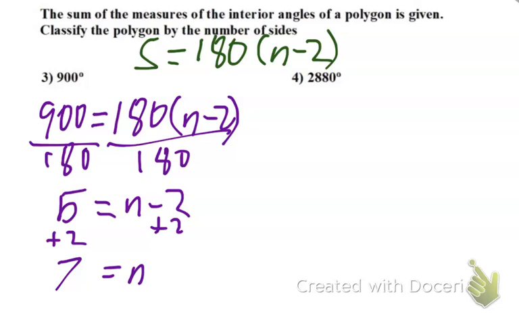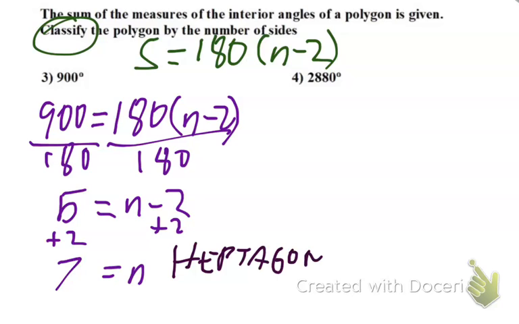Now, the question says to classify the polygon. When it says classify, that means what's its name. All right. So if n is 7, what do you call a 7-sided figure? Well, hopefully you remember that this is a heptagon. And that is the solution. Technically, you can call it a 7-gon. That's fine. Heptagon is better. All right, so pause the video and you do number 4.